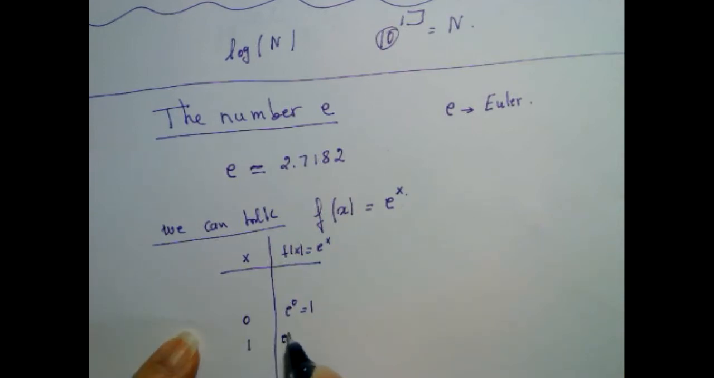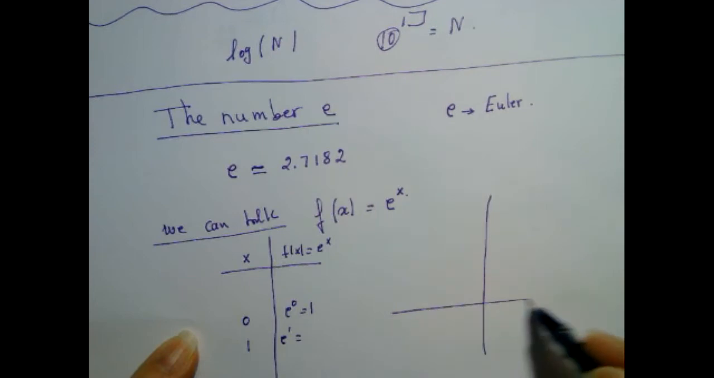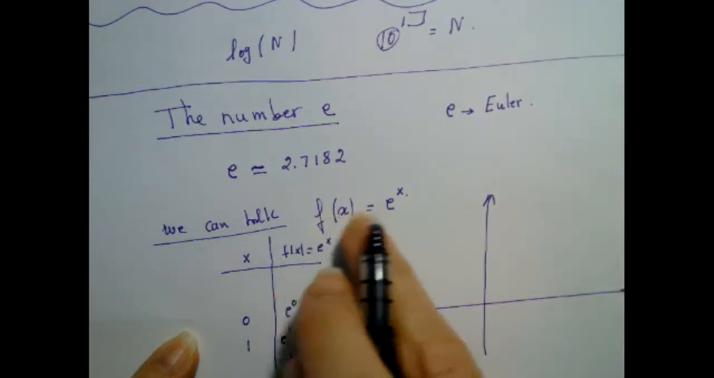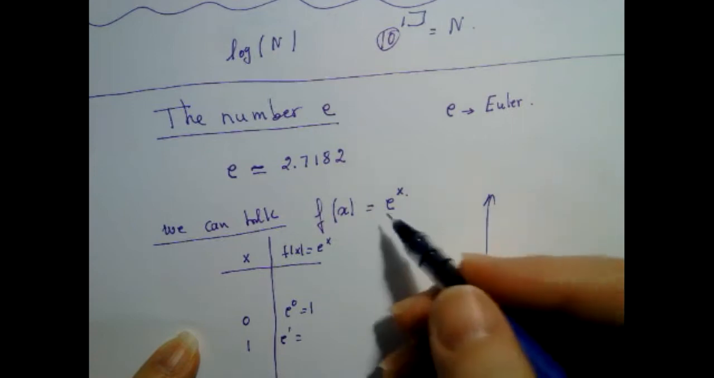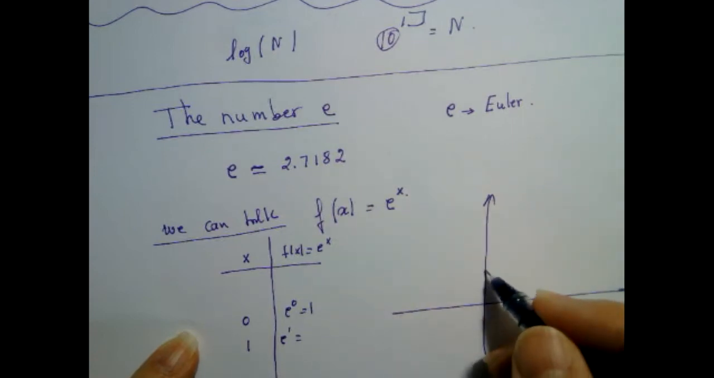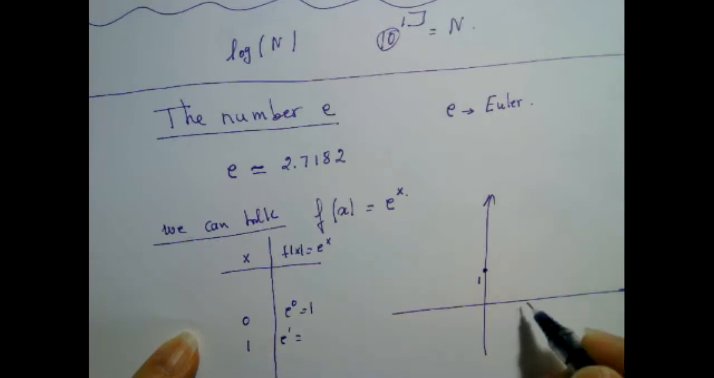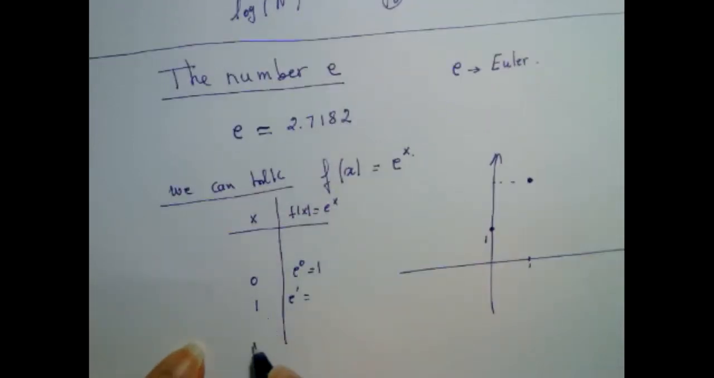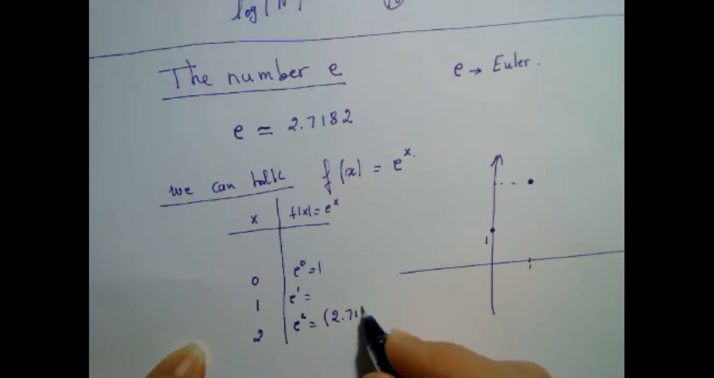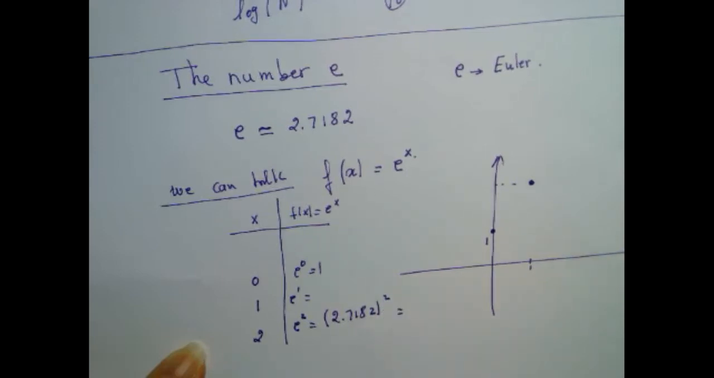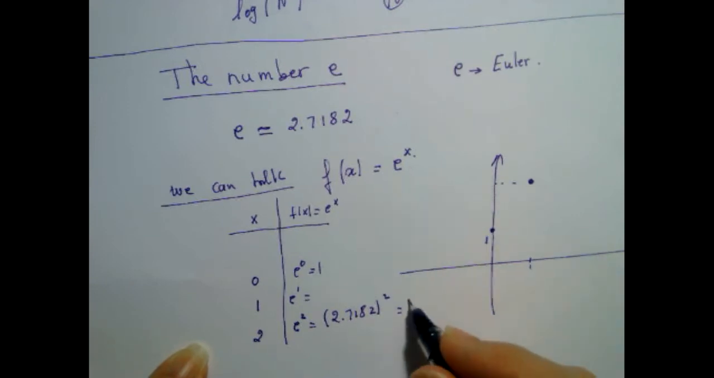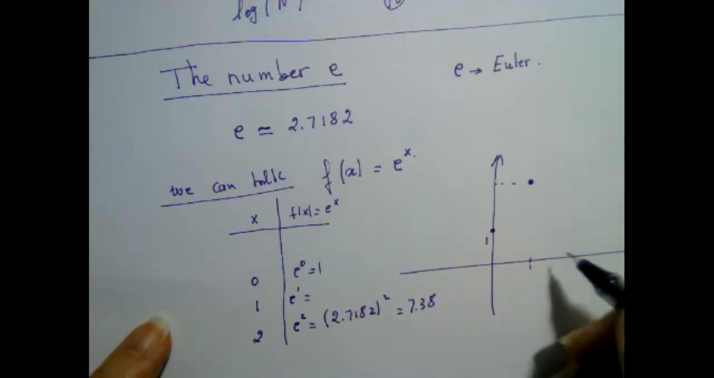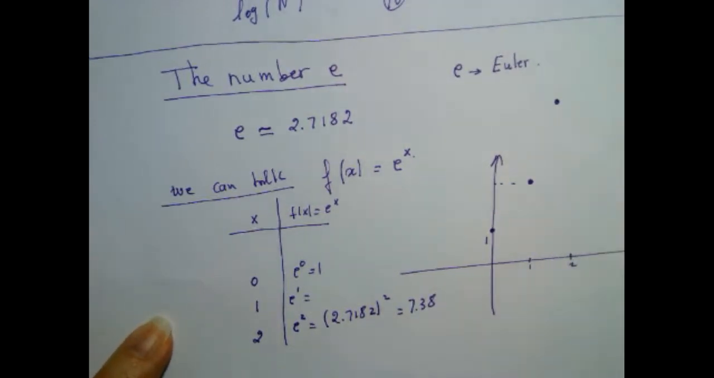At 1, I can graph here immediately. That's a function. The input is x, the output is e to the x. That's an exponential function where the base is the e value. So it's 1 at 0. At 1 it's e, which is 2 point something. If x is 2, this is e squared, which means 2.718 squared. If I plug this into my calculator, I get a little bit less, 7.38. So at 2, I'm right here.